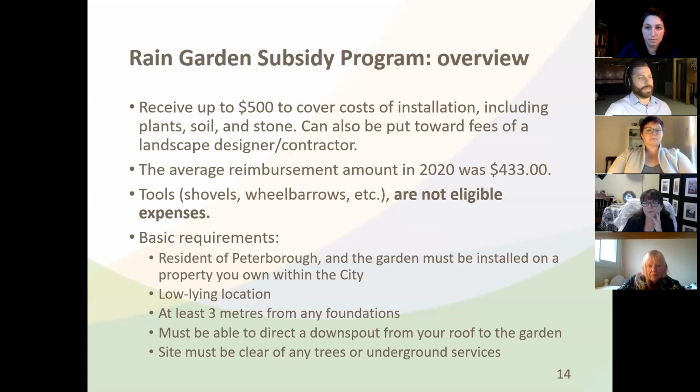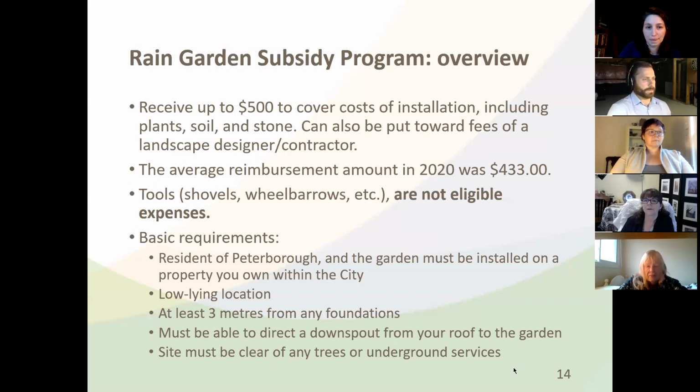We didn't want to make it unattainable to get the maximum subsidy amount. Like we're seeing on the slide here, the average subsidy that we reimbursed last year was $433. So a lot of people got the full $500. It's not out of reach. It's not one of these programs where they say $500, but you can't actually get $500. We made it pretty easy to get it.